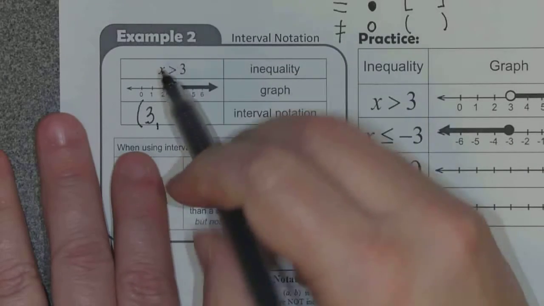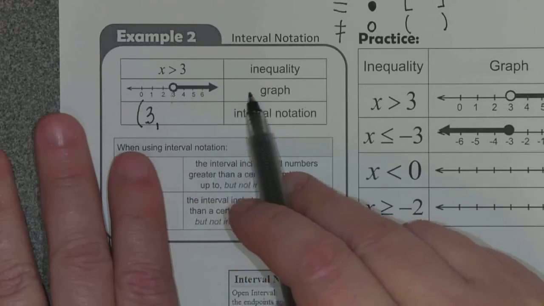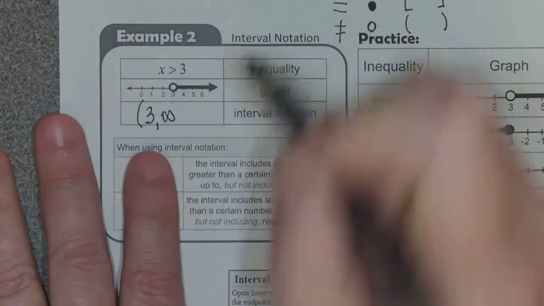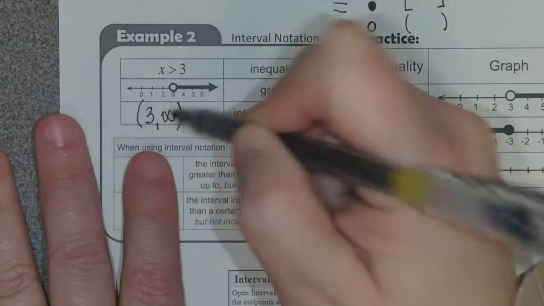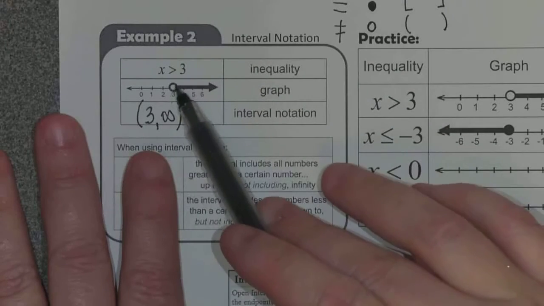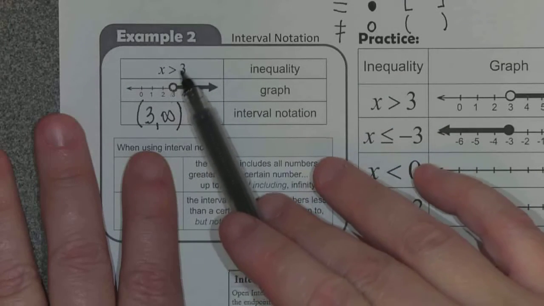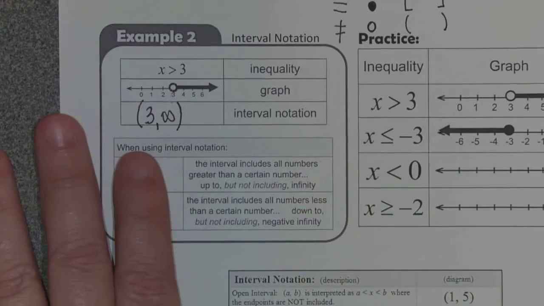And then I'm going to look and see how far to the right my graph went. Because my graph is going forever, we call that infinity in math. I don't know where infinity ends or what it's equal to, so again, I'm going to put a parenthesis there. So in interval notation, this representation of the same inequality in graph form would be 3, infinity.